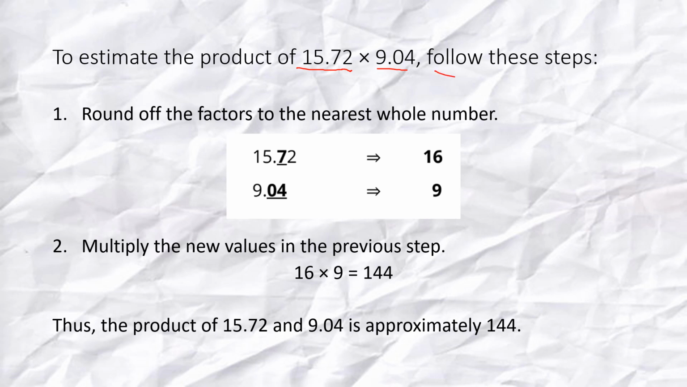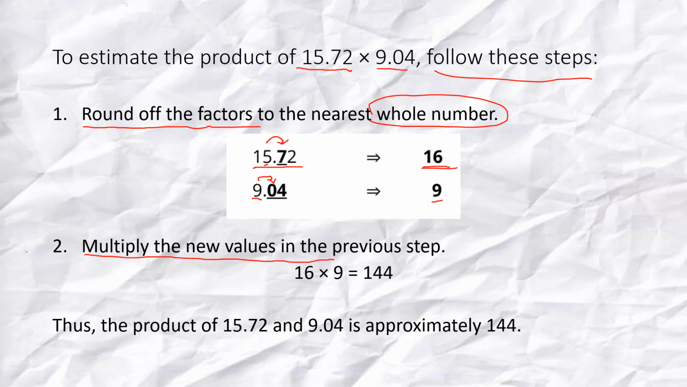So to do that, let us follow these steps. First, you need to round off the factors to the nearest whole number. The first factor is 15.72. It will become 16, since the number beside the digit 5 is 7, so we need to round up. So therefore, 15.72 will be rounded off to 16 as a whole number, while the second factor 9.04 will remain as 9 since the number beside 9 is 0. Therefore, we round down.